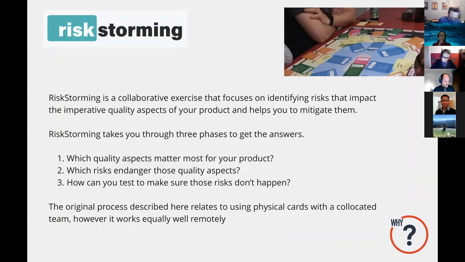So it really is around how can we focus on what matters to us and our product? How can we think about the risks that might endanger those aspects of what really matters? And how can we try and mitigate those risks from happening? So it works all around the board and is enabled by a pack of cards. Now, the process I'll be talking about here is a very physical approach. It works great in a room, but you can run this remotely.